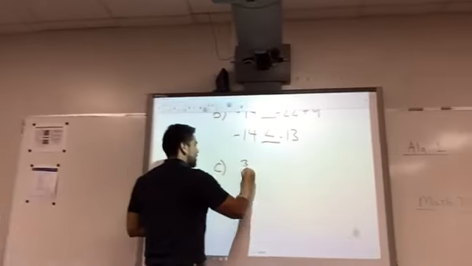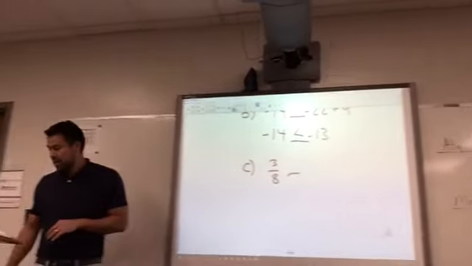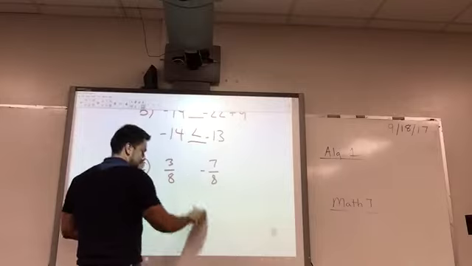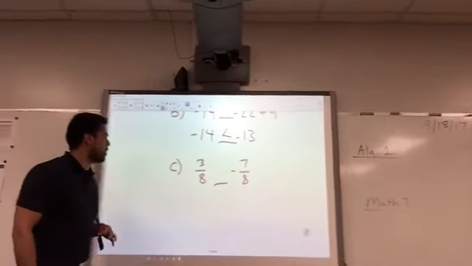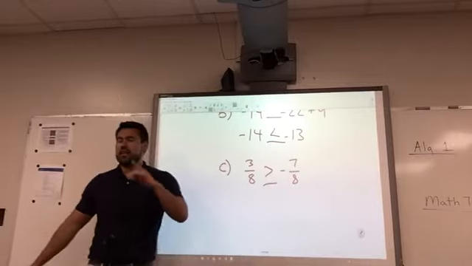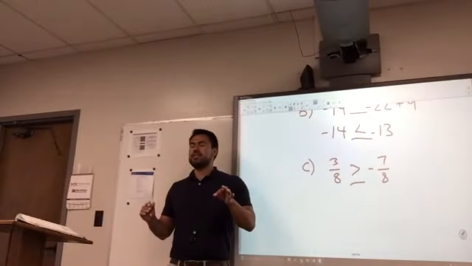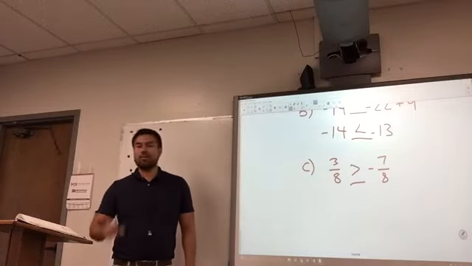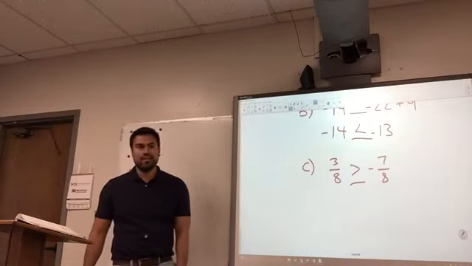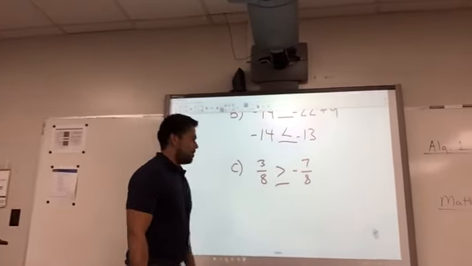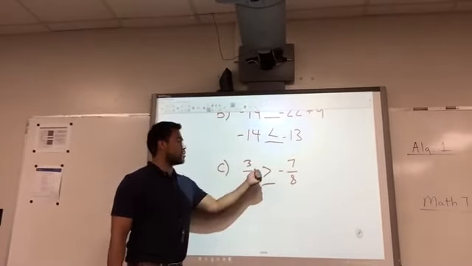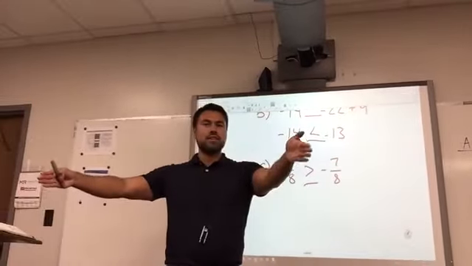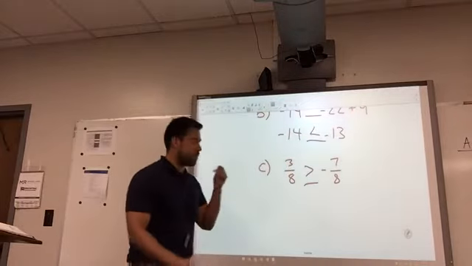Okay, and then 3/8 compared to negative 7/8. Greater. Whoa, wait, hold on. Let me do this real quick to check it. 3/8, negative 7/8. Yes, you're correct. Okay, how do you know that without even looking at those fractions? It's negative. The fraction on the right is negative. So any positive is greater than any negative. Remember how I told you any negative is less than any positive? So the reverse has to be true. So yeah, it'd be greater than.